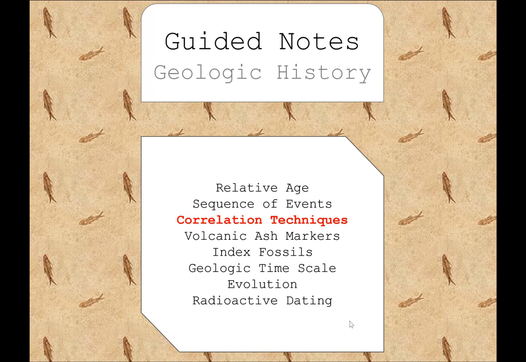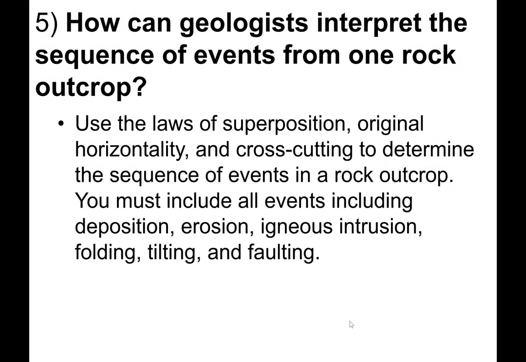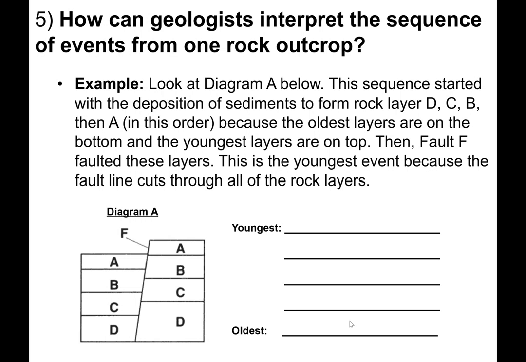In this section, we'll be going over the correlation techniques. As discussed in the previous section, we talked about the law of superposition, original horizontality, and cross-cutting to determine the sequence of events in a rock outcrop. So what we're going to be doing is practicing this a bit with a bunch of different examples. In this example, we're going to look at diagram A, which is on the bottom left.